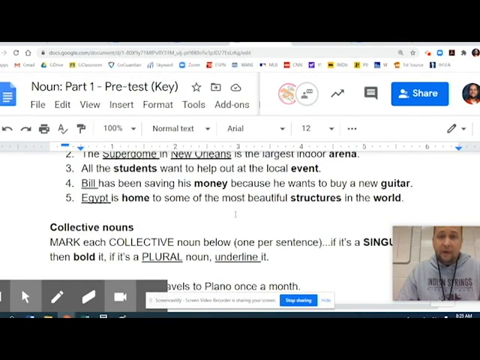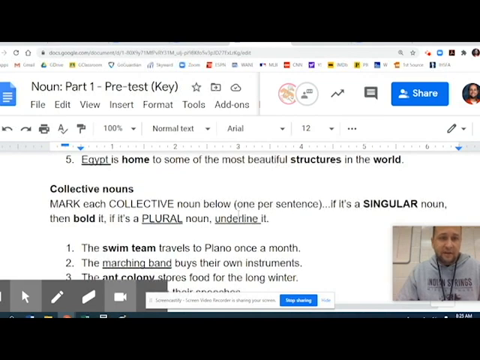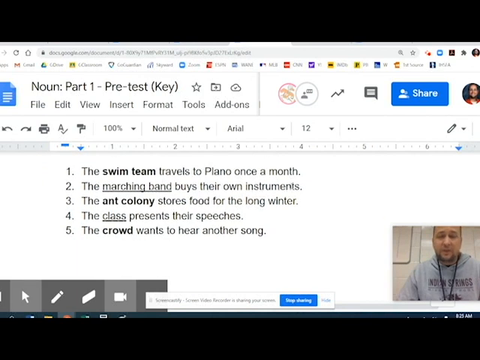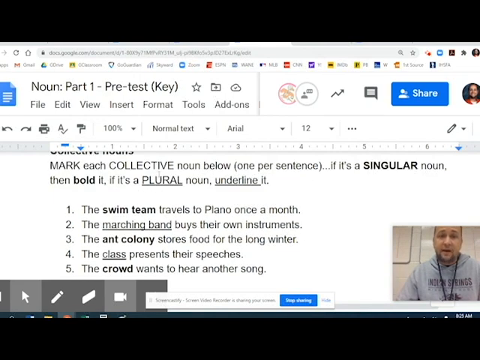Collective nouns, and we'll talk about these momentarily in the lesson. Mark each collective noun below. If it's singular, then bold it. If it's plural, then underline it. And we'll talk about the difference in a little bit. Some might find these easy, some might find them tricky. So you have to identify them first.